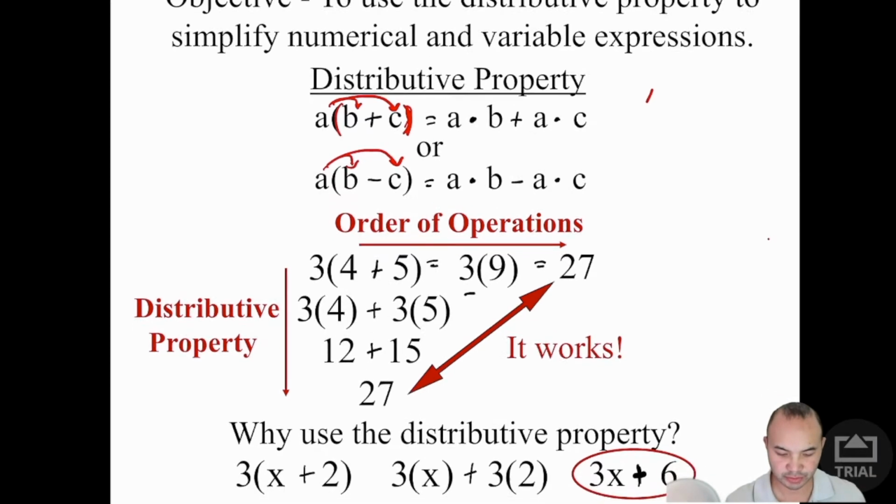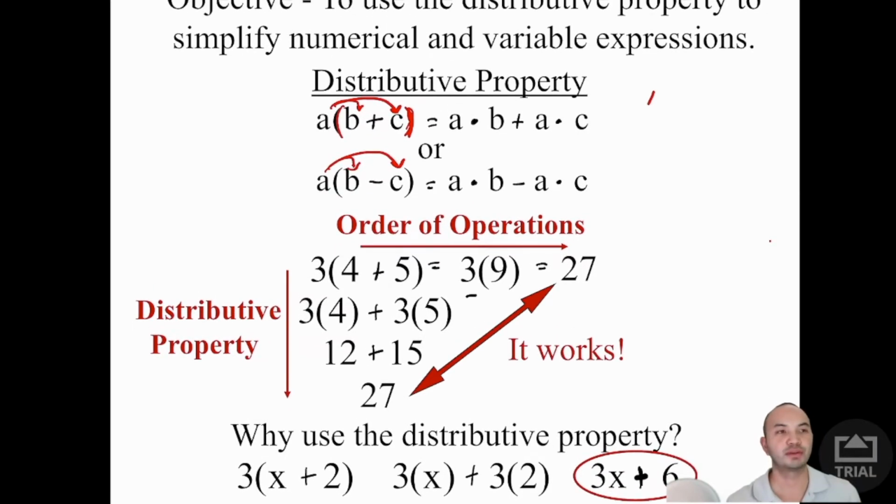With order of operations, if you're looking at 3 times 4 plus 5, you could do 4 plus 5 is 9, so 3 times 9 is 27. Or you could go 3 times 4 plus 3 times 5. You get 12 plus 15 and you get 27. So it works. But why would you even need to use that?